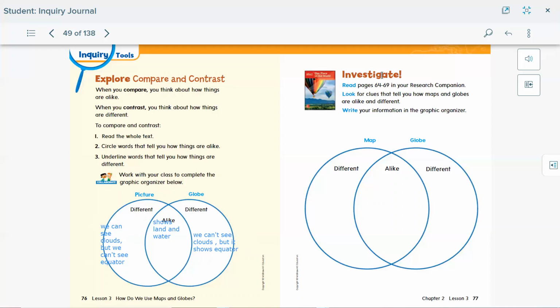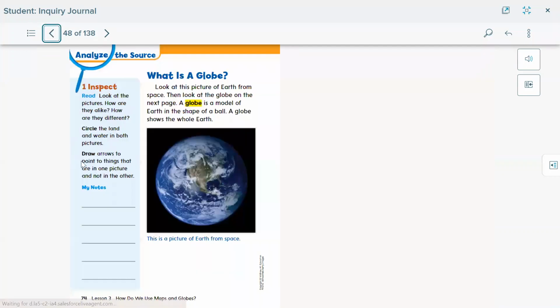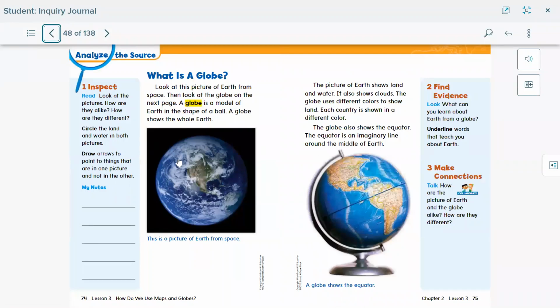All right, you can always pause, take your time till you write the answer. All right, I'm going to clear because I want to go back and show you. As you see here, this is the picture. We can see all this white clouds. That's why we say it's different. And over here in the globe, we can't see the cloud, but we can see the imaginary line around the middle of the earth, which we call the equator. So that's the difference. And they both can show land and water.